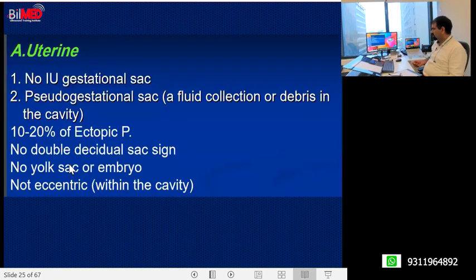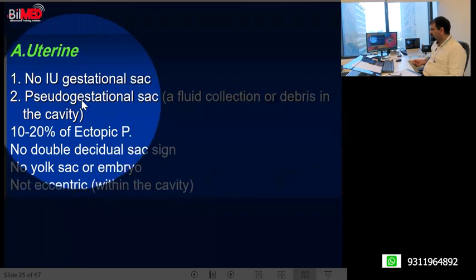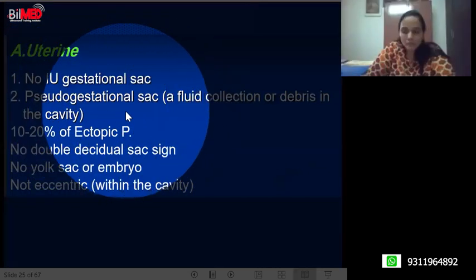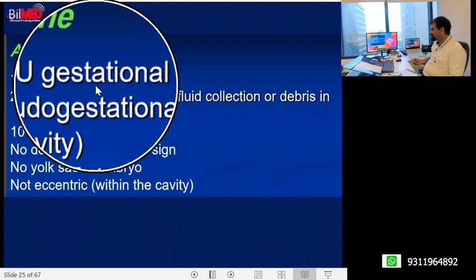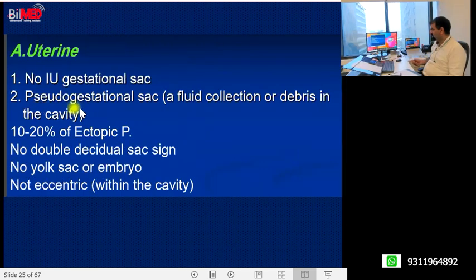I will have these findings. Now, first of all, in uterus, I will not see an intrauterine gestational sac. This is the first point. And I can see a pseudo-gestational sac. So the first point is that there should be no intrauterine gestational sac and there can be a pseudo-gestational sac. And this pseudo-gestational sac is seen in about 10 to 20% of ectopics.